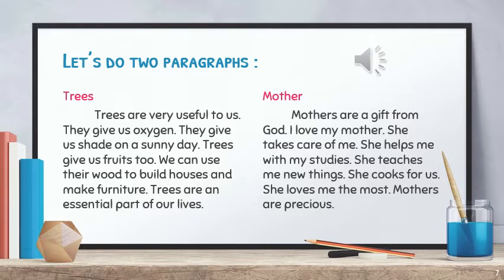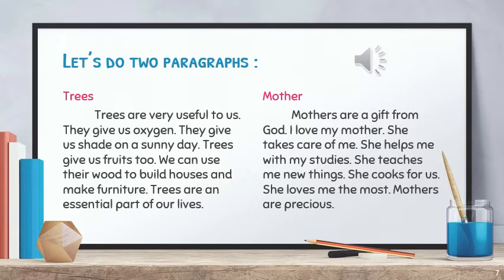Mothers are precious. Okay. So now, when you look at the topic sentence, that is, "Mothers are a gift from God," that's the first sentence, right? Now, the first sentence gives us a fair idea as to what we're talking about. We're talking about mothers and why they're considered a gift from God. Now, the sentences that follow the first sentence support the main idea that mothers are a gift from God, right?